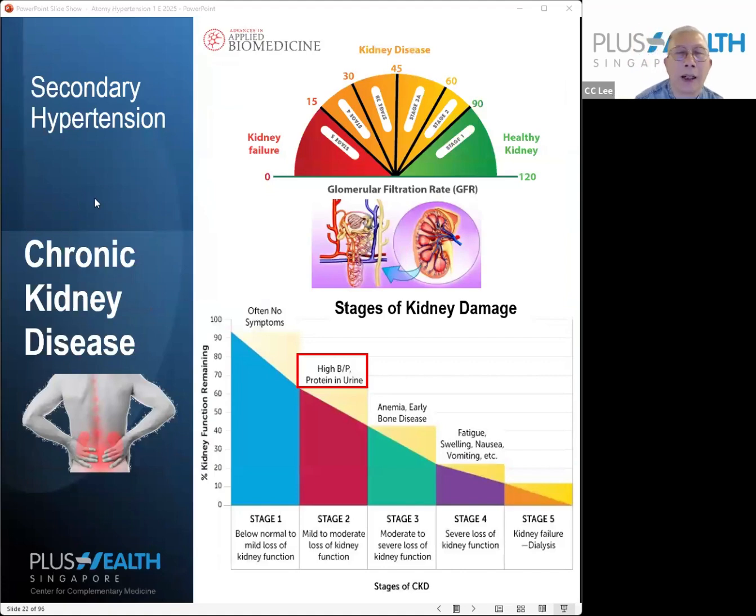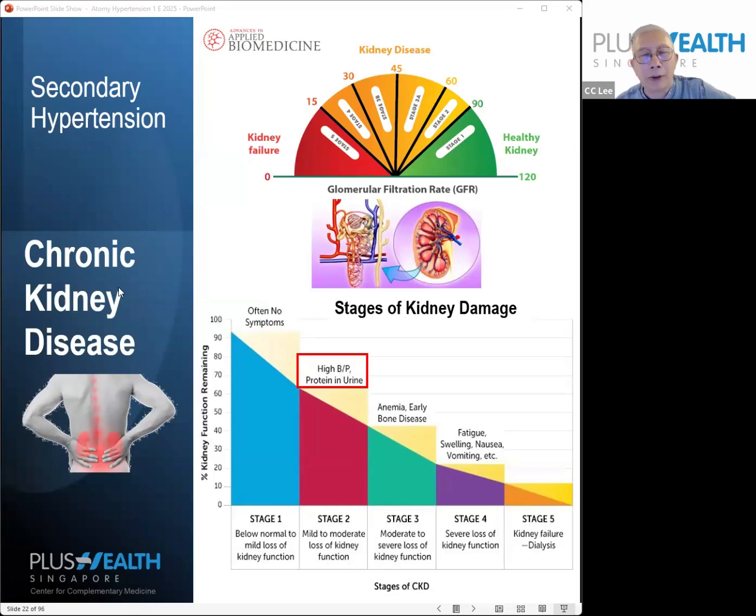Okay, now what are the other secondary causes of hypertension? Chronic kidney disease. I want to mention this because chronic kidney disease is a chronic condition that affects a wide spectrum, that means it happens in a lot of other conditions as well. Chronic kidney disease patients are very often diabetic patients, for instance. And they are also very often hypertensive patients. So they are interrelated in a lot of aspects.